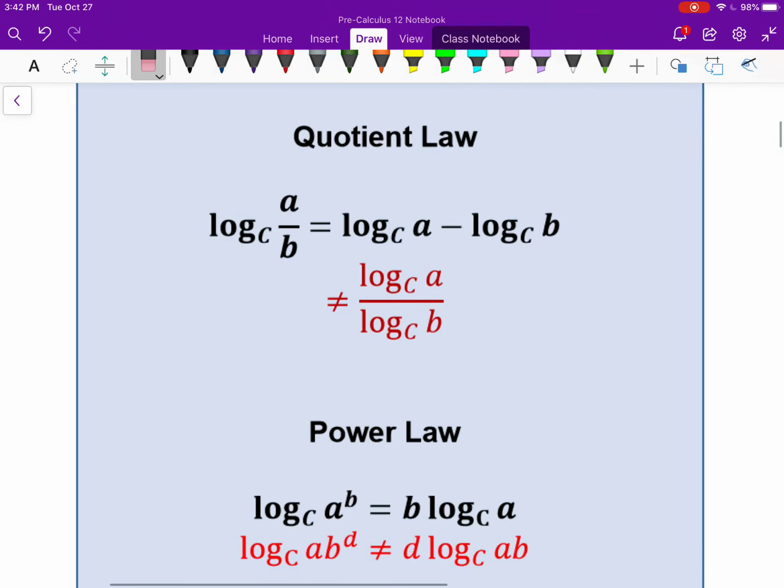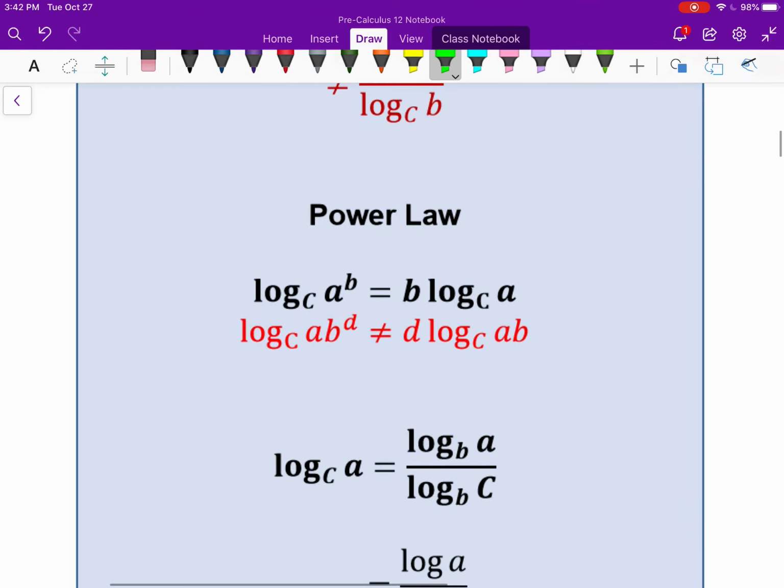The quotient law is the same sort of idea. If we have a quotient inside our logarithm, we can write it as the difference between two logarithms. And I should say all of these, again, work both ways. If you're subtracting two logarithms with the same base, you can write it as a single logarithm. These all go either way. A really common mistake is what I have written down right here, thinking that you can just divide the two logarithms separately. And again, that is incorrect.